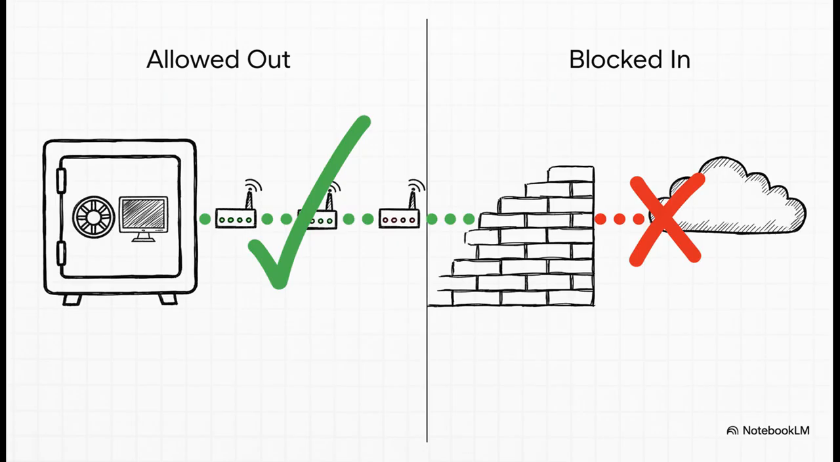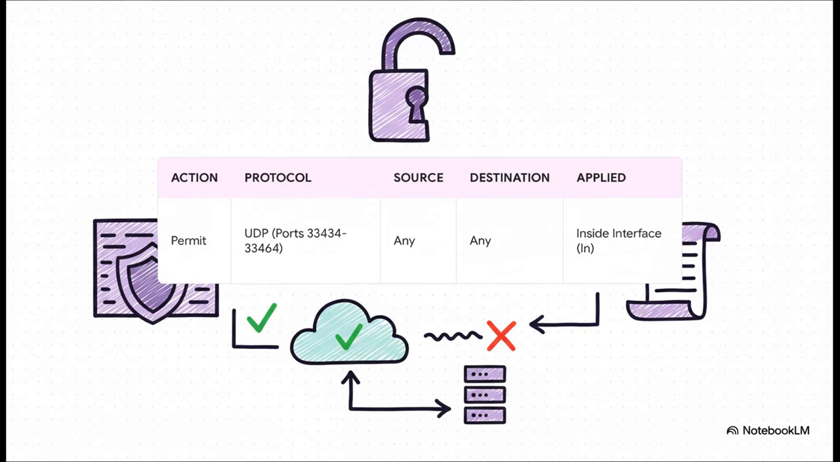So this means we have to get specific about the direction of the traffic. So to pull this off, the rule has to be a little more detailed. The protocol is UDP, and it uses a specific range of ports. But the real magic is in that applied column. Instead of globally, we're applying it only to traffic coming in on the inside interface. What that means is the rule only kicks in for traffic that's starting from our trusted internal network. And that's exactly what we wanted.